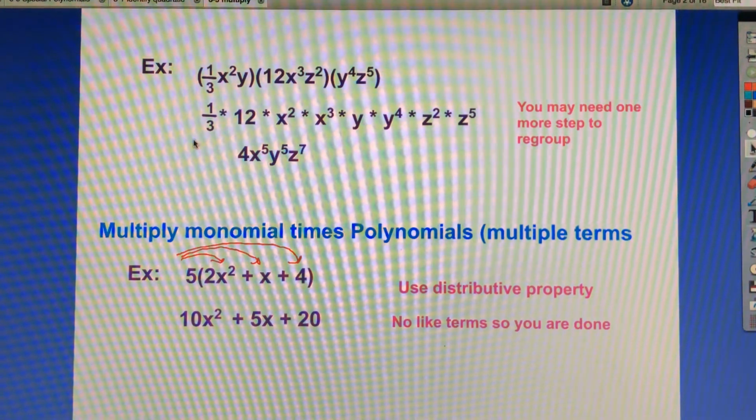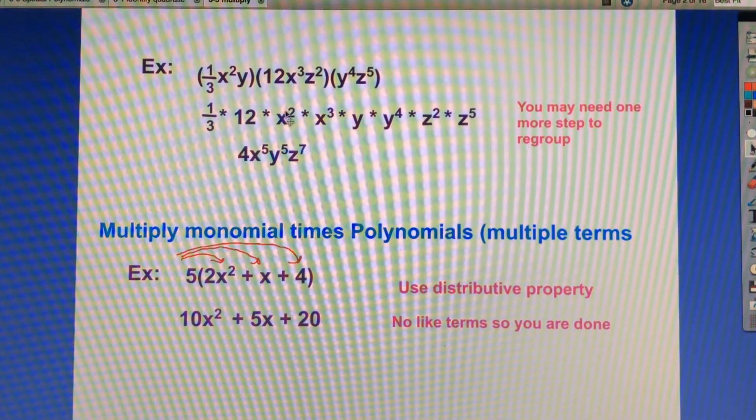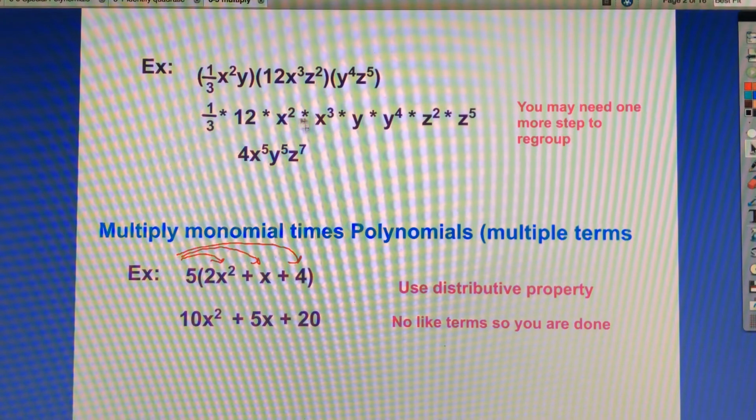So I have my 1/3 times 12, which is 4. X squared, x third, 2 plus 3 is 5, so x to the 5th. Y to the invisible 1 times y to the 4th is y to the 5th. Z squared and z to the 5th, 2 plus 5 is 7. Hopefully it seems a little easier now.